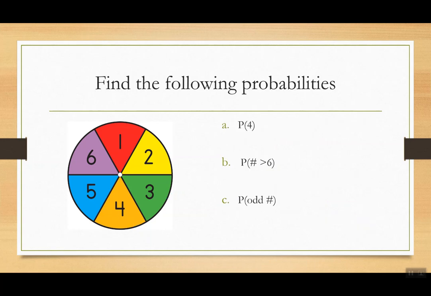So let's stay with the spinner. I'm just going to ask some more questions. So the next one I say is, well, what's the probability of getting a 4? So again, I have this one way to get a 4.